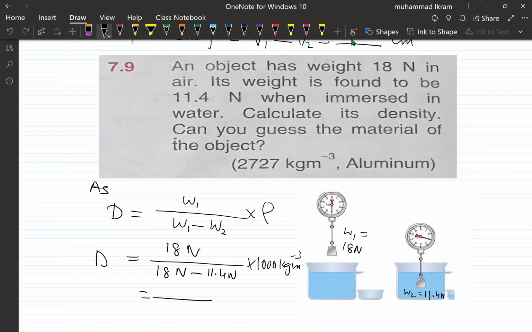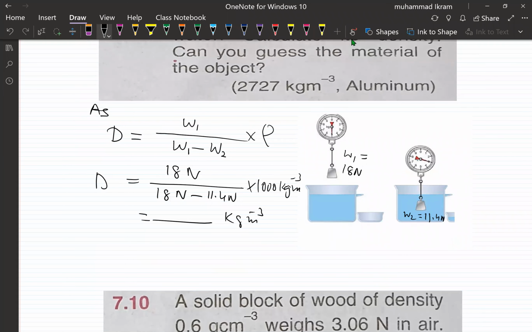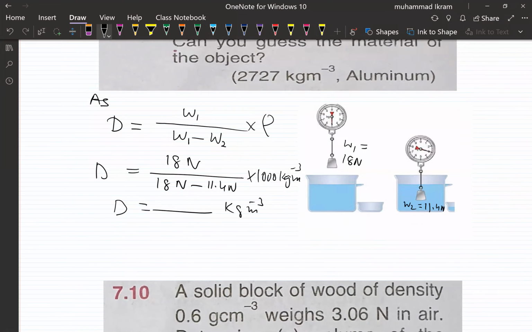And when you simplify, you will get the answer in kilogram per meter cube, and you just check the list whether it is matching one of those, and find which one it is. So that is this one.